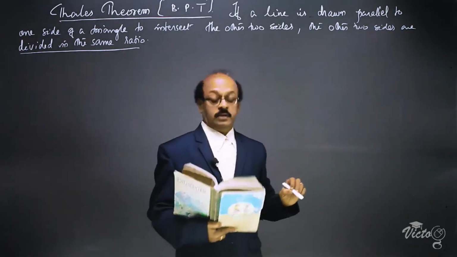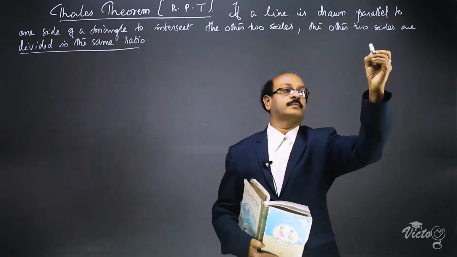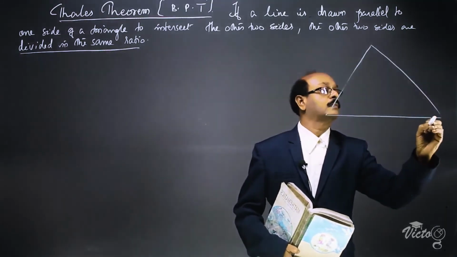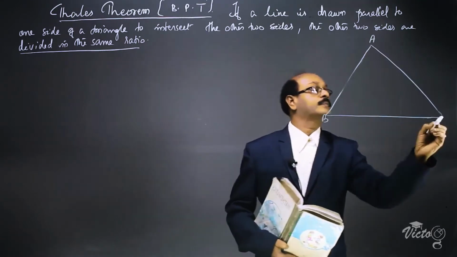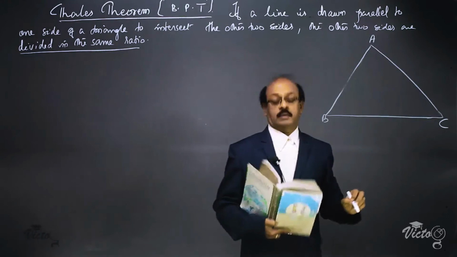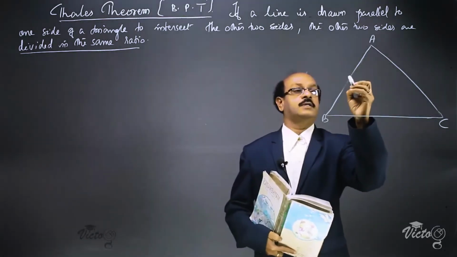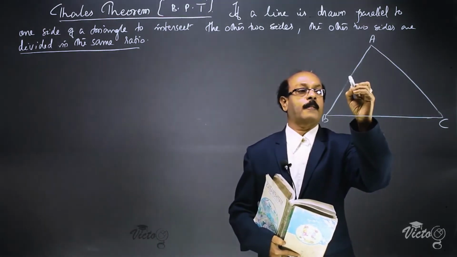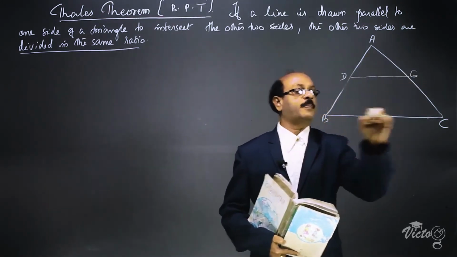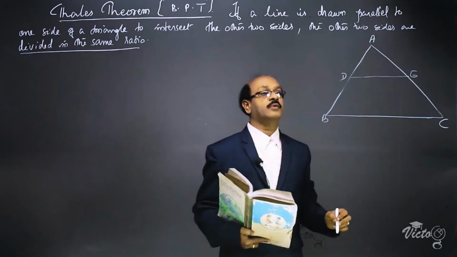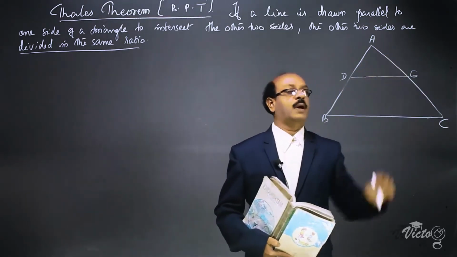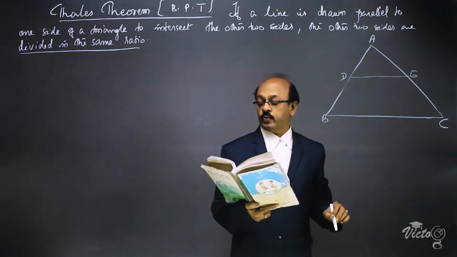The figure is, there is a triangle ABC. In this triangle ABC, a line is drawn parallel. DE is parallel to BC. This line segment DE is parallel to BC. Then we have to prove that AD by DB is equal to AE by EC. This is the thing which we have to prove.